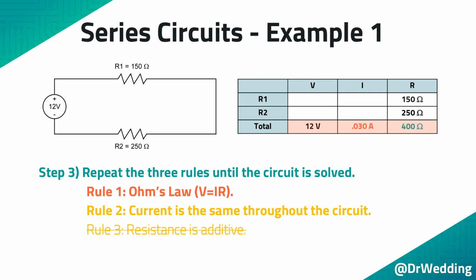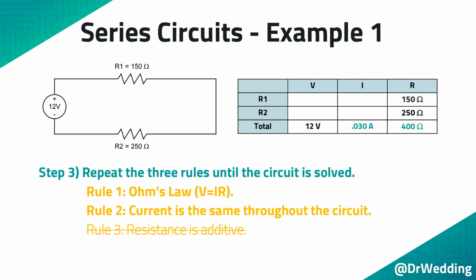Start at Rule 1. This time, you have V total and R total. Using Ohm's law, you can calculate the total current exiting the supply. 12 volts divided by 400 ohms is 0.03 amps. Fill this value in on the table.